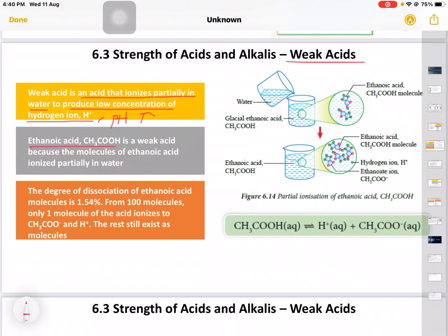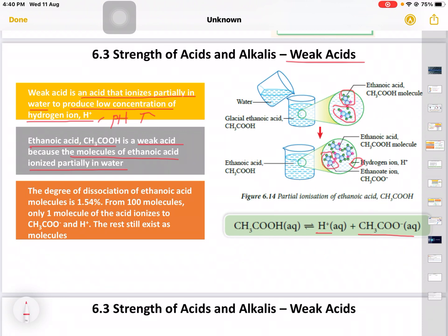Ethanoic acid is called a weak acid because the molecule of ethanoic acid only ionizes partially in water. Ionize partially in water means mengion separa. Bukan separuh, separa. Okay, we look at figure 6.14. Here we have ethanoic acid molecules. When the ethanoic acid molecule is added into the water, ionization occurs. Ionization of ethanoic acid will produce hydrogen ion and ethanoate ion. So here we have hydrogen ion and here we have ethanoate ion.